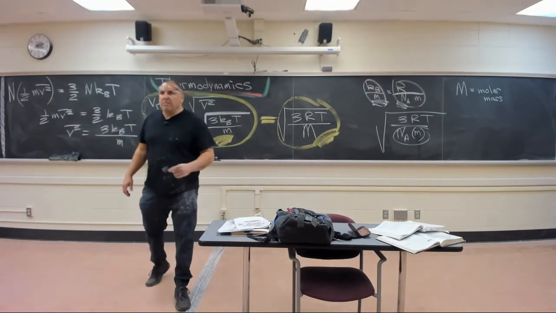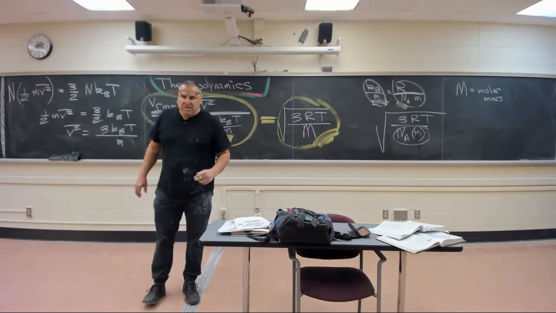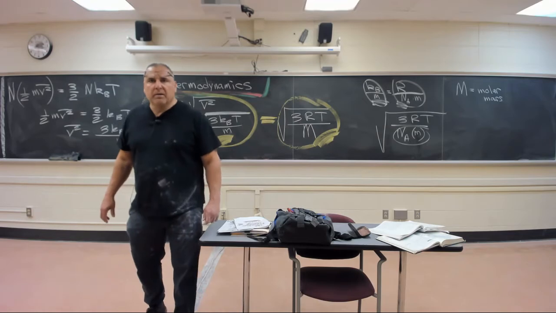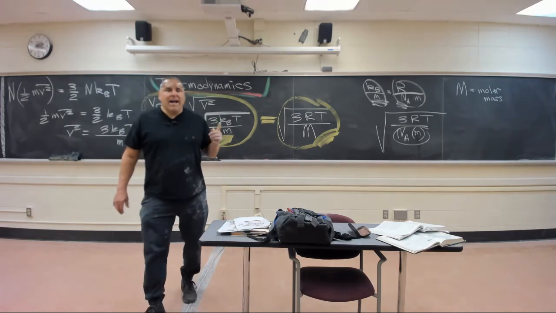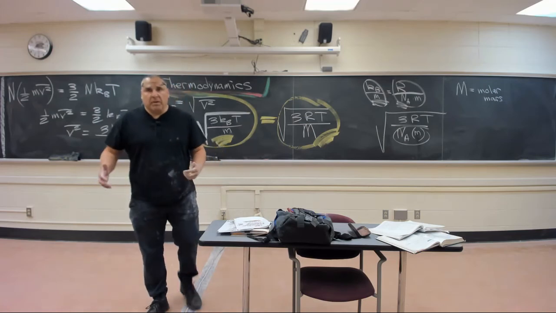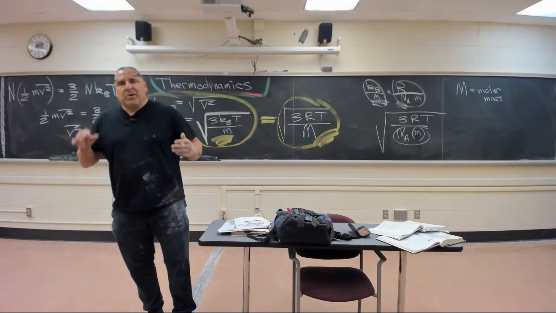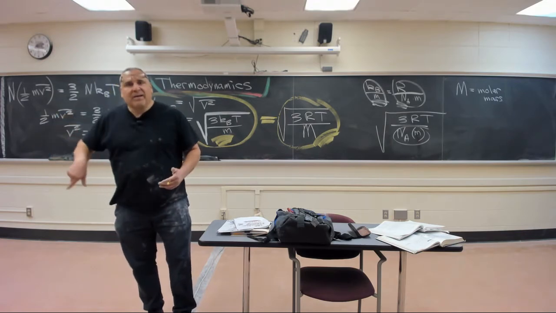And it doesn't matter how big the columns are. If one column has a volume which is 10 times larger than the other one, it's not going to have 10 times the pressure. What are you talking about? 10 times the volume means 10 times the particles. Yeah, but it's also 10 times the area that's being hit.